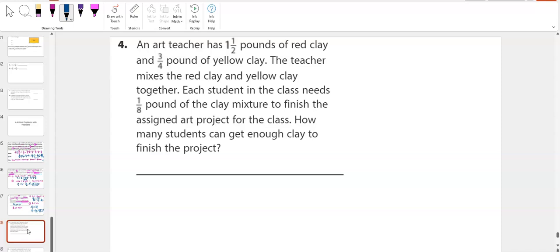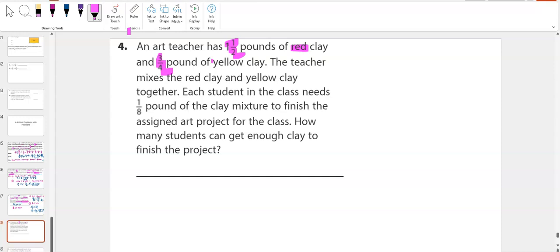An art teacher has 1.5 pounds of red clay and 3/4 pounds of yellow clay. So red, yellow. The teacher mixes the red and yellow clay together. Each student in the class needs 1/8 pound of the clay mixture for an art project. How many students can get enough clay to finish this project? Okay, first thing, we're going to add them together.